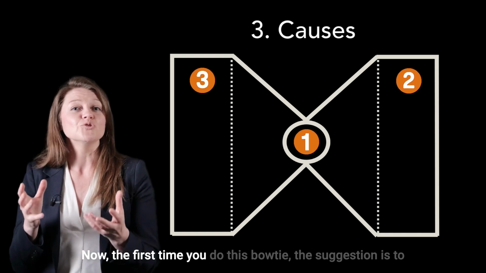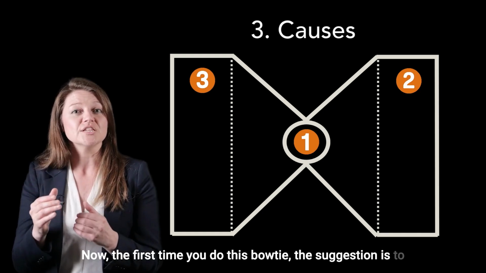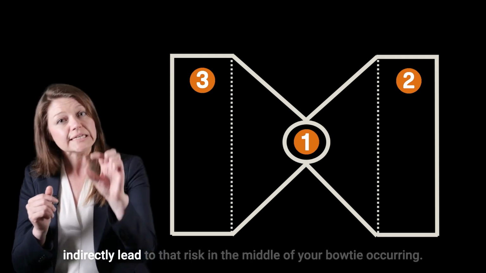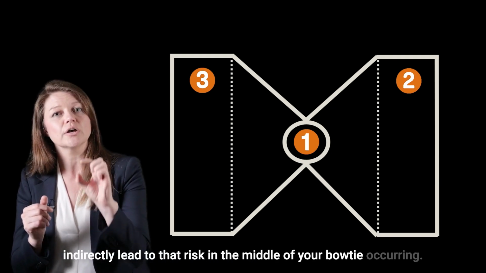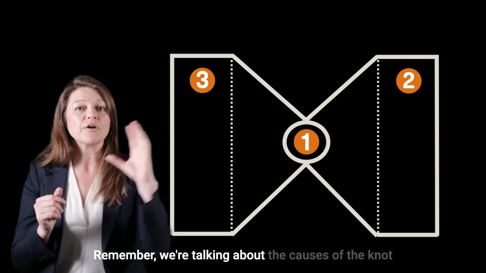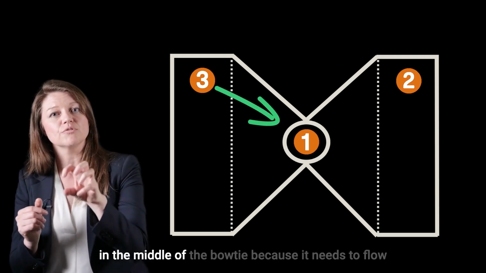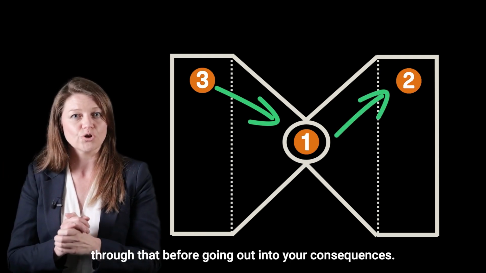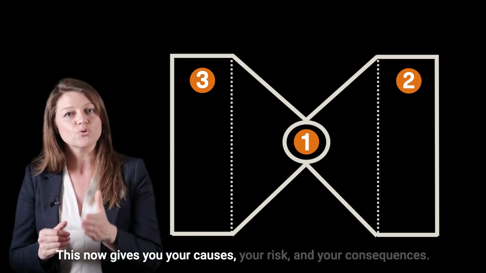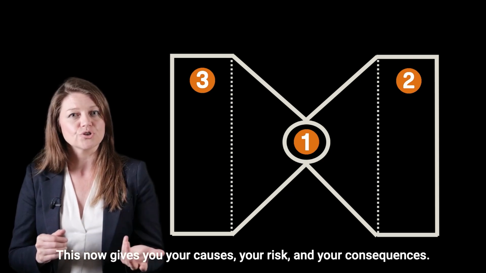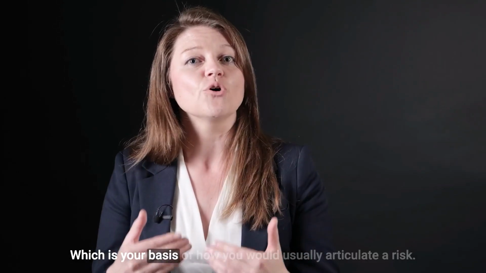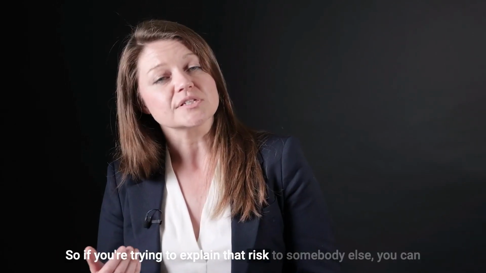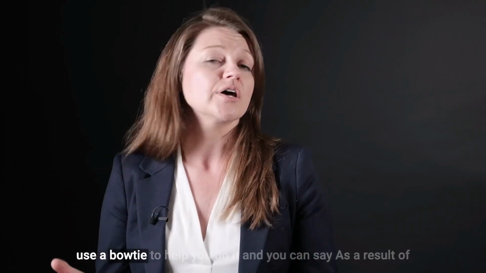Now, the first time you do this bow tie, the suggestion is to think about all of the different causes that might directly or indirectly lead to that risk in the middle of your bow tie occurring. Remember, we're talking about the causes of the knot in the middle of the bow tie because it needs to flow through that before going out into your consequences. This now gives you your causes, your risk, and your consequences, which is your basis of how you would usually articulate a risk. So if you're trying to explain that risk to somebody else, you can use a bow tie to help you do it.